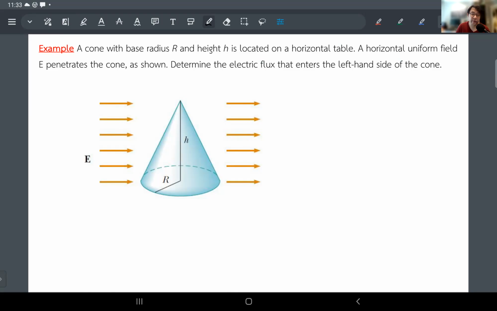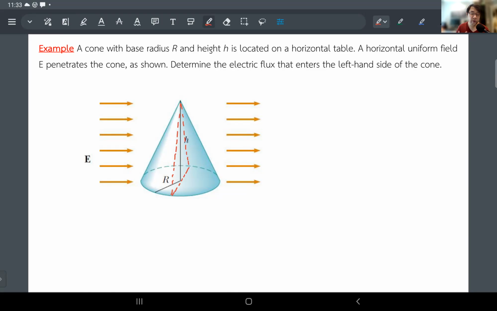A cone with base radius r and height h is located on a horizontal table. A horizontal uniform field E penetrates the cone from left to right as usual. Determine the flux that enters the left-hand side of the cone. They only want half of this cone surface, just the left side of the cone. They don't want the whole thing. So let me break this into two parts, the left and the right. Okay, here we go. I only want the left portion of this cone. I don't want the right portion of this cone.